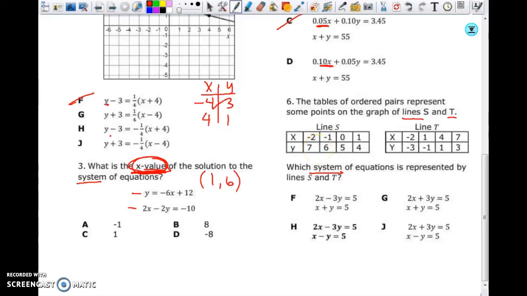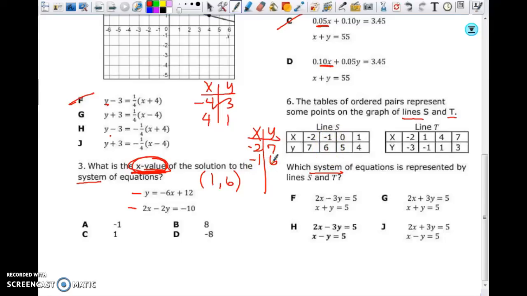So go on ahead and put both tables in, so you can see the points. Put in your table for line S and line T. Pause the video, put them in, make sure you know this is the X, this is the Y. It's a horizontal table, so just be careful the way you're putting them in. We're used to tables like this, so just be careful. This would be -2, 7. This would be -1, 6. So just be careful the way you're putting them in.